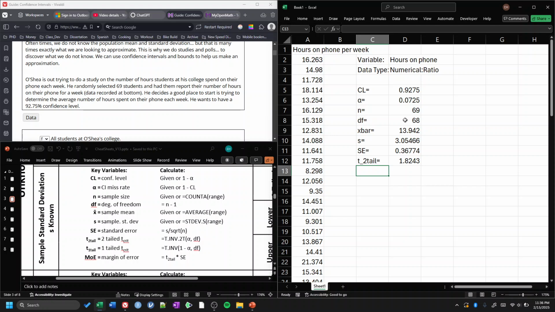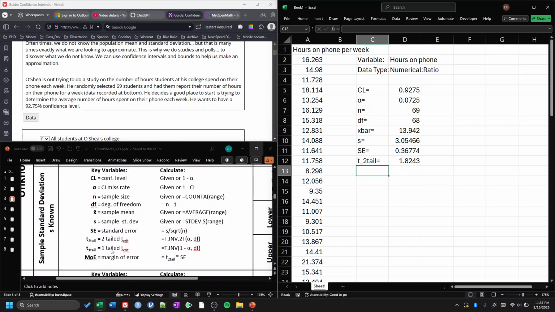And that should make sense to us. Notice how it's about two standard errors. Remember, when we use our empirical rules, plus or minus two standard errors is roughly 95% of the area under the curve. So that checks out really well for what we're looking for. We notice here there's also a t for a one-tail. We'll come back to this one when we need to calculate a one-tailed confidence interval.